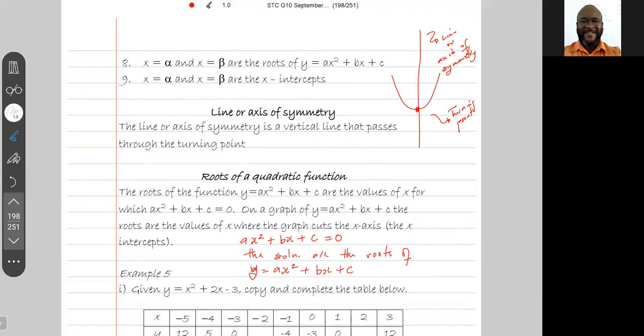So the roots of the quadratic function y is equal to ax squared plus bx plus c are the values of x for which ax squared plus bx plus c is equal to 0. And you're going to see the practicality of that in action. On the graph of y is equal to ax squared plus bx plus c, the roots are the values of x where the graph cuts the x-axis. Those values of x are called the x-intercepts.